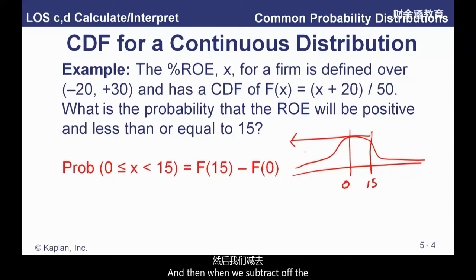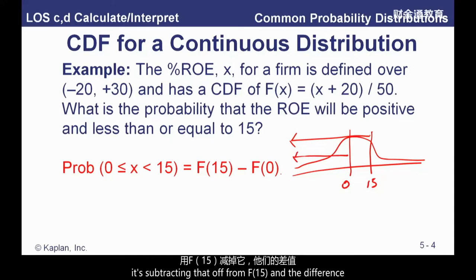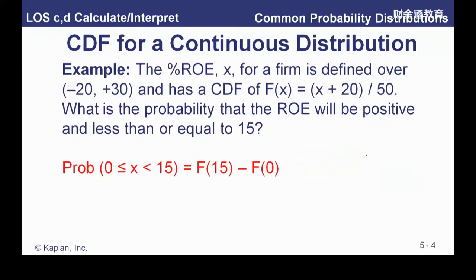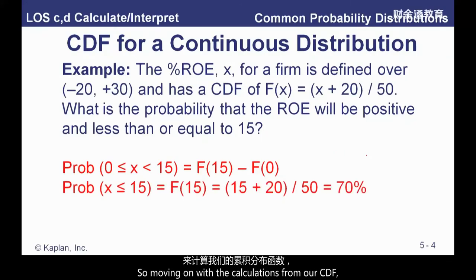And then when we subtract off the cumulative distribution function for 0, F of 0, that's the probability of being less than or equal to 0. So that's what we're up to here, subtracting that off from F of 15, and the difference is going to be the probability in that interval right there. So moving on with the calculations from our CDF, we find out that that probability is 70%.